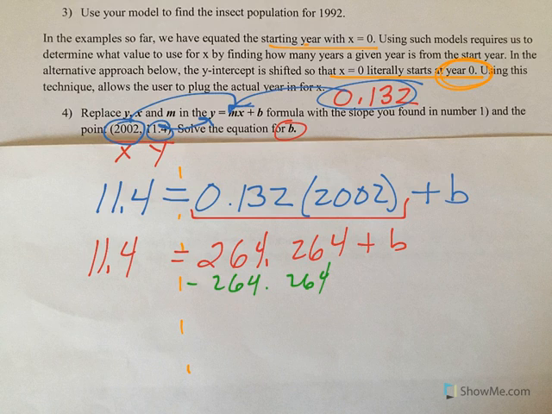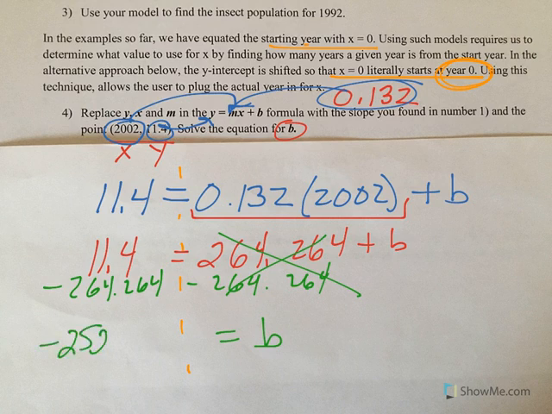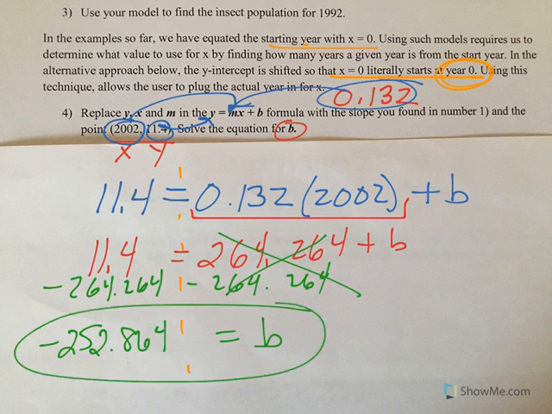Is that really a 2? Let me check my math. Hold on a second. Sorry, sometimes I can't read my handwriting, so I want to double check I had the right number there. So we're subtracting 264.264 from both sides, and I end up with a y-intercept of negative 252.864. Right? So in year 0, that's how many insects we would have. Which seems very, very odd, but year 0, you know, what is that?